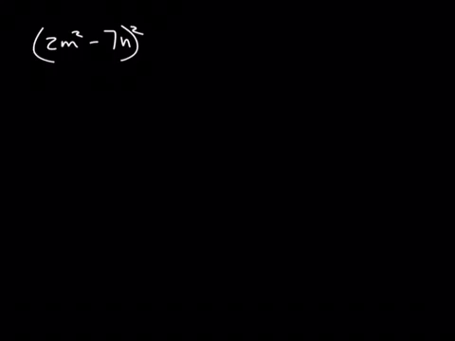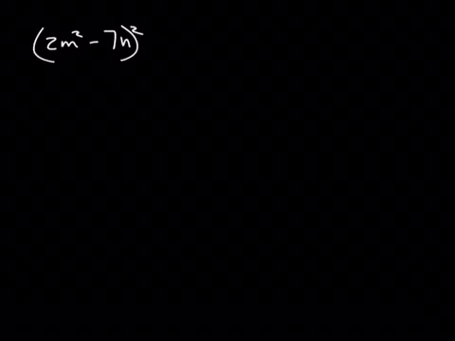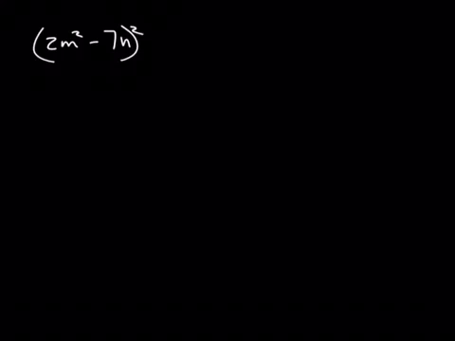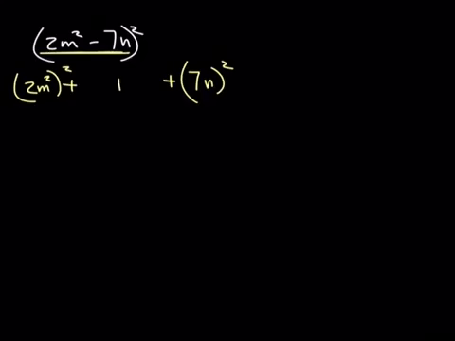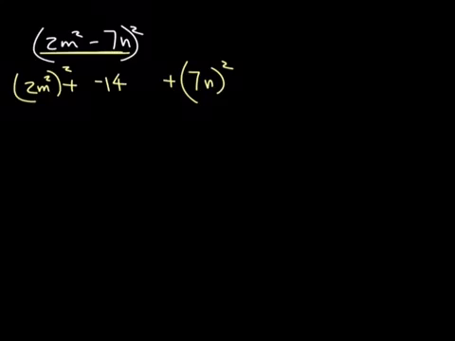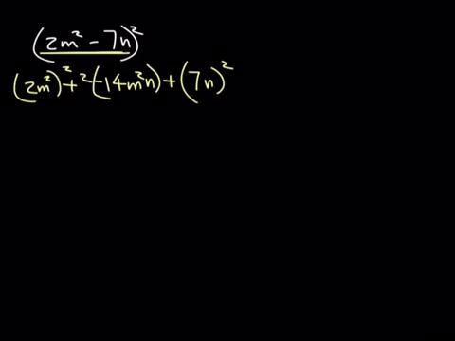Okay, so remember what we do here. We square the first term. I'm just going to write it out. Square the last term. Put a plus. Multiply those two together, and I get negative 14 m squared n. And then I double it.